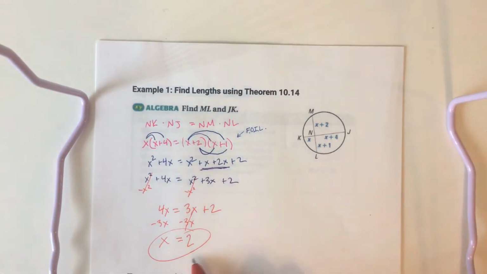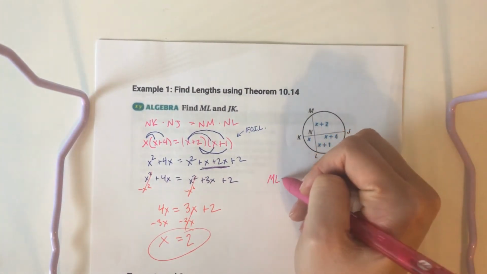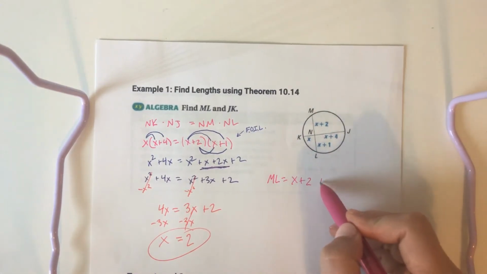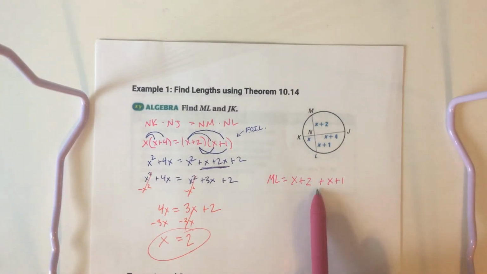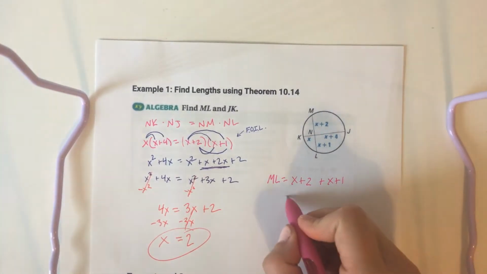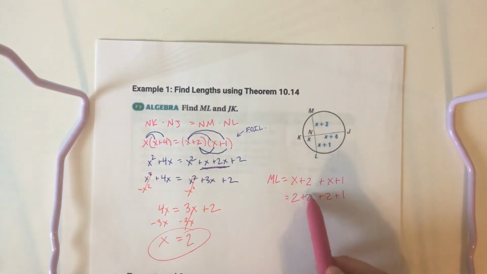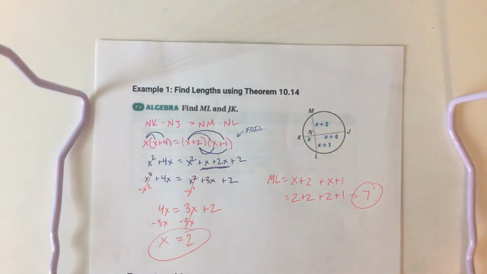Now I just need to take this 2 and plug it back in to find what these lengths are. So to find ML, well, ML is both of these added together. So I have x plus 2 plus x plus 1 to get the whole length ML. And everywhere I see an x, I'm going to plug in a 2. So this is going to be 2 plus 2 plus 2 plus 1. So 1, 2, 3, 4, 5, 6, 7. ML equals 7. And we're going to do the same thing for JK.